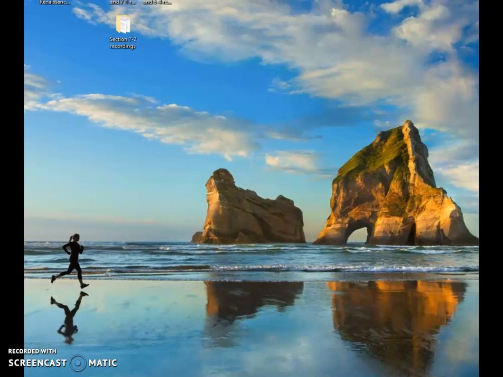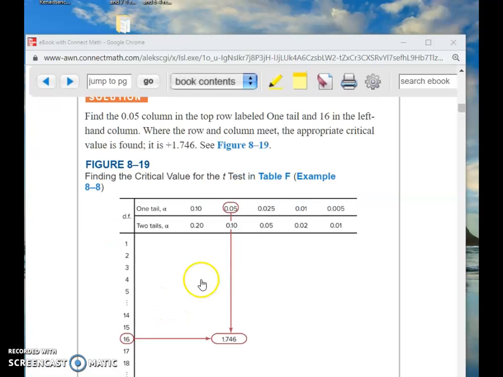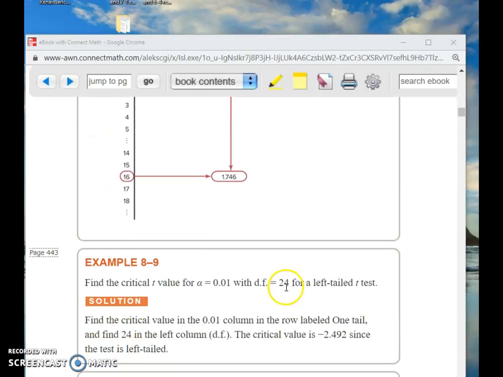Let me stop this. So far all we've done is practice finding the critical values. We haven't practiced how to use these critical values. We're going to see that here ASAP.